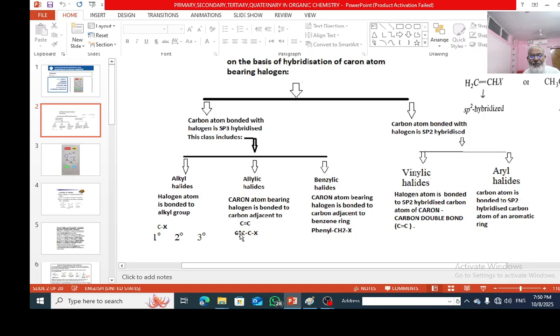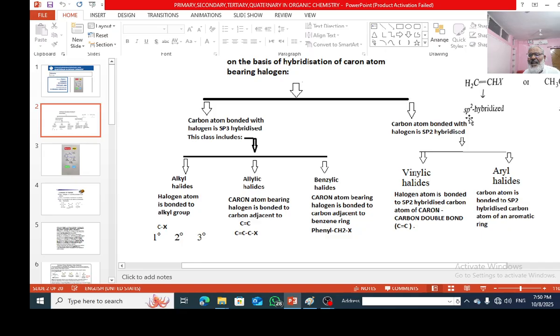Benzylic: the phenyl benzene ring is bonded to CH2X. This is the benzylic halide. The other class includes the carbon having the double bond, where the carbon is sp2 hybridized. In all the earlier cases, the carbon carrying the halogen was sp3 hybridized, and in this case, the carbon carrying the halogen is sp2 hybridized. This includes two categories, vinylic and arylic.